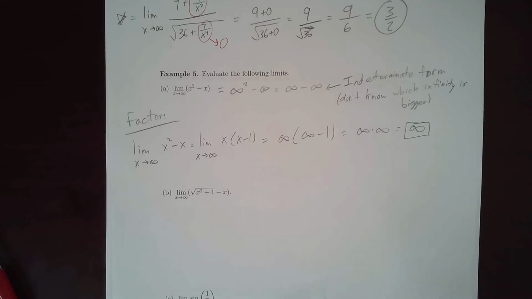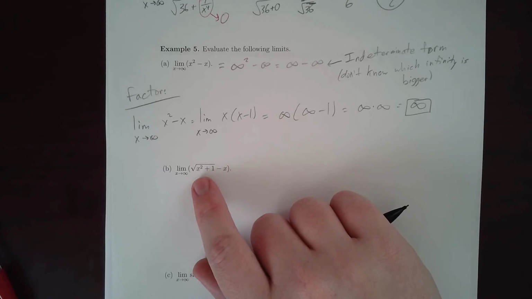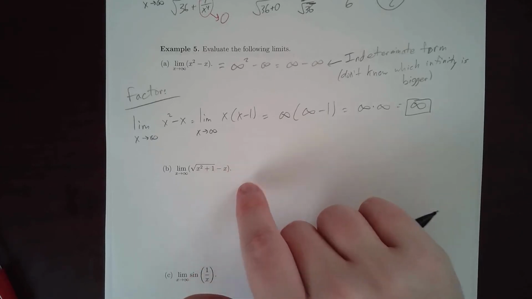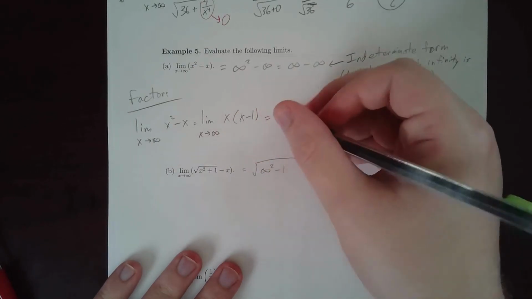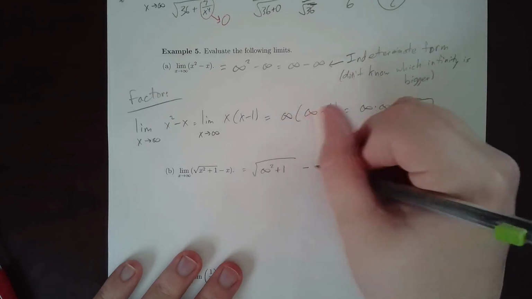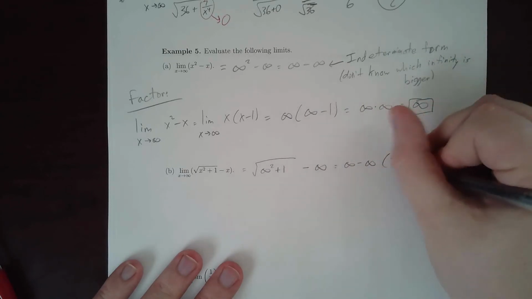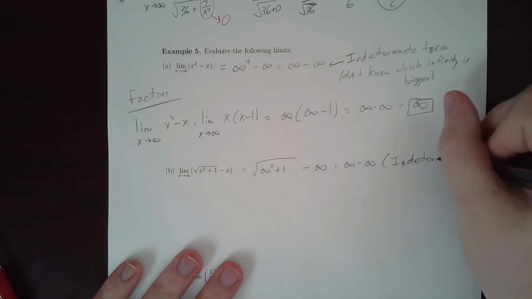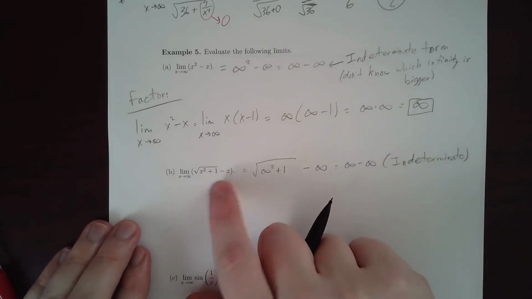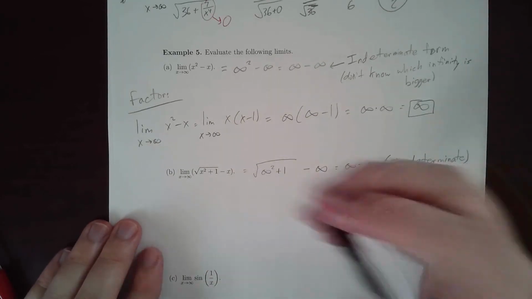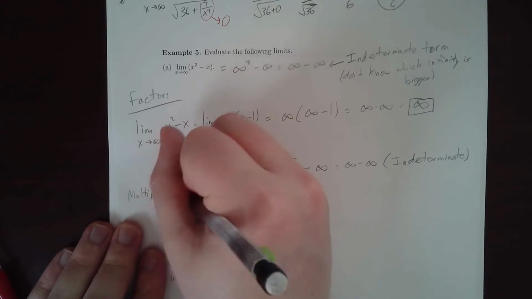Alright, so one that's maybe a little bit more complicated: if we have the limit as x approaches infinity of the square root of x squared plus 1, minus x, if we did this, we would get the square root of infinity squared plus 1, minus infinity, which will again be infinity minus infinity, so this is indeterminate. So we have to do a little bit of algebra here. When we see a square root minus or plus something, we should multiply by the conjugate.